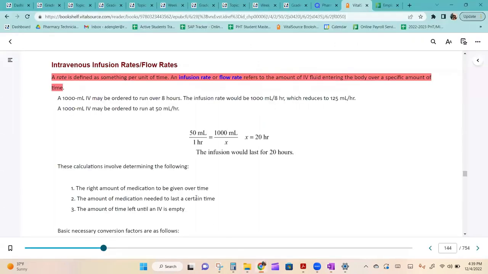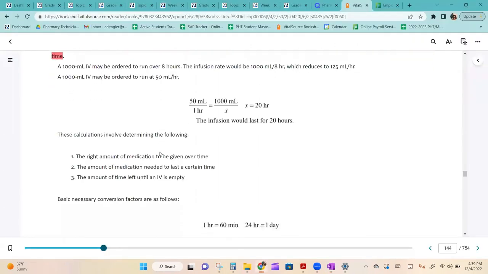All right, so let's look at that first example. A 1000 ml IV may be ordered to run over 8 hours. The infusion rate would be 1000 milliliters over 8 hours, so that's volume over time, which reduces to 125 milliliters per hour. That's lowest terms.